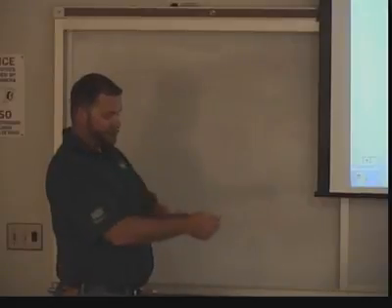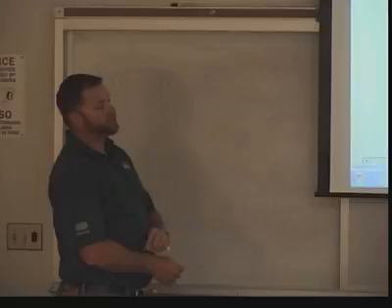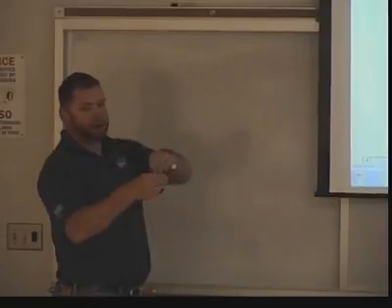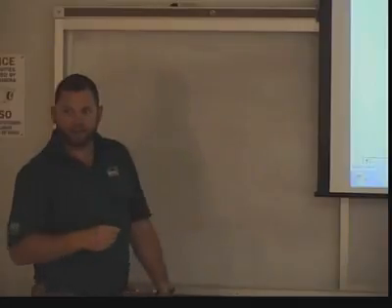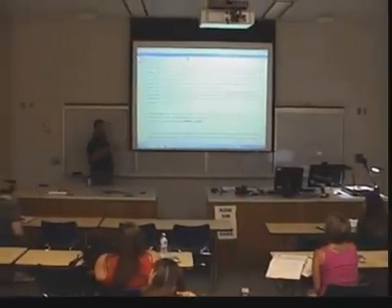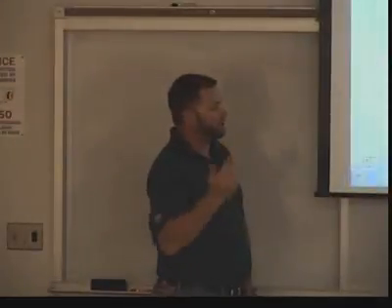A good example of this is drawing straws. Drawing straws is a random sample because each member of the population, each straw in the person's hand, has an equal chance of being selected. That is a random sample. All right? Now, the person holding the straws can't be the one making the pick, right? Because they're biased. They know which one's short compared to the other ones.